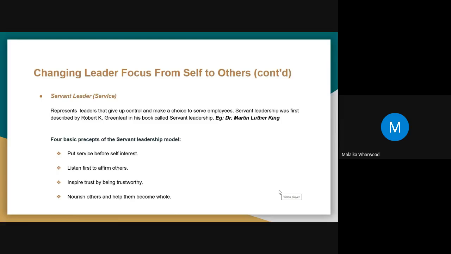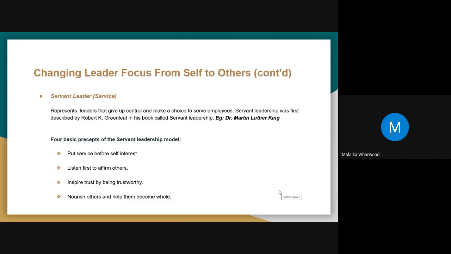Put service before self-interest. What does that mean? This, to me, means that the desire to help others should take precedence over the desire to achieve a formal leadership position or to attain power and control over others. So you try to help others before you think about yourself.